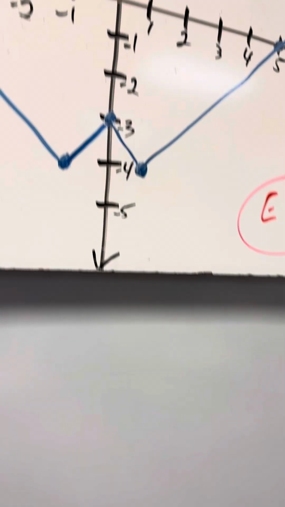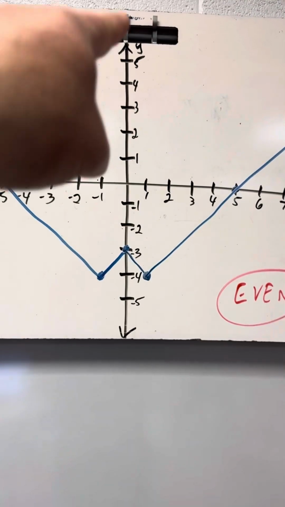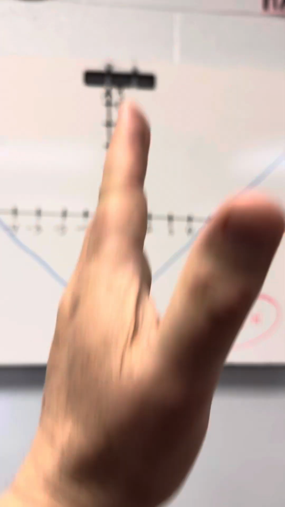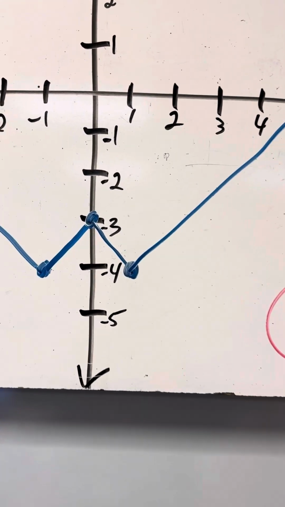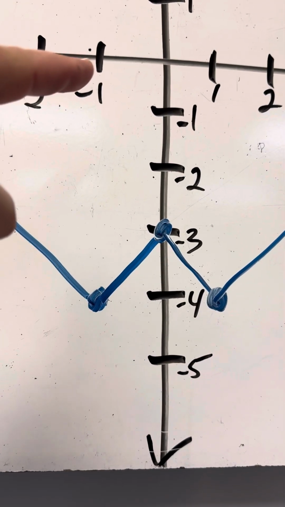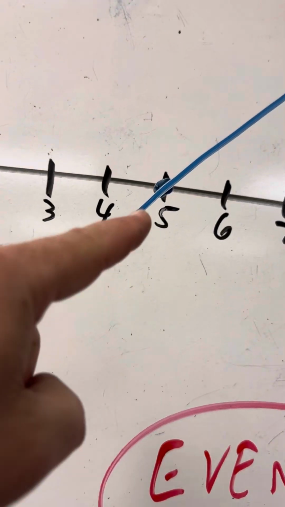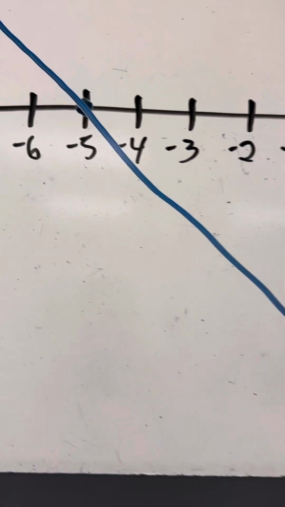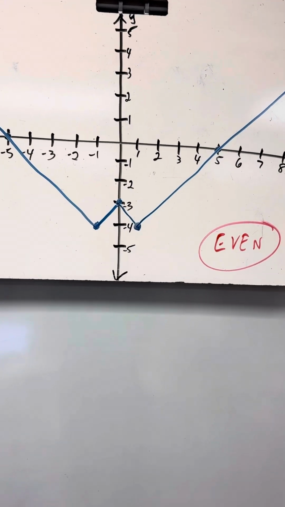Now, what about graphs? This is really, really easy. Here's the y-axis. If your function reflects across the y-axis, it's even, which hopefully makes sense because look here. 1 gives you a value of -4. -1 gives you a value of -4. That's even. 5 gives you a value of 0. -5 gives you a value of 0. That's even. This is an even function.